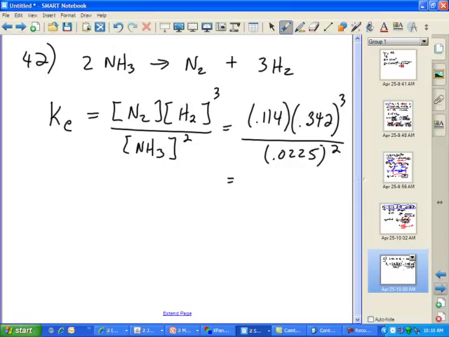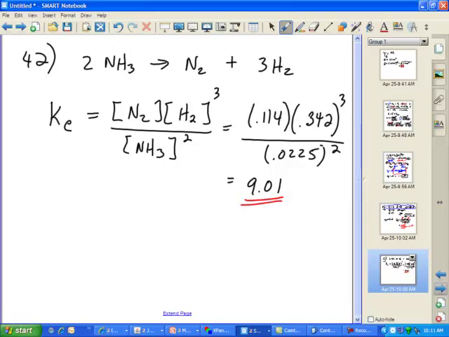So all you're doing is taking the molarities and plugging them in. The lovely part of this is you don't have to worry about the units this time. For K's and Q's, you don't worry about units. Yay. And I'm just going to keep it to 3 sig figs because this whole thing's been 3 sig figs.